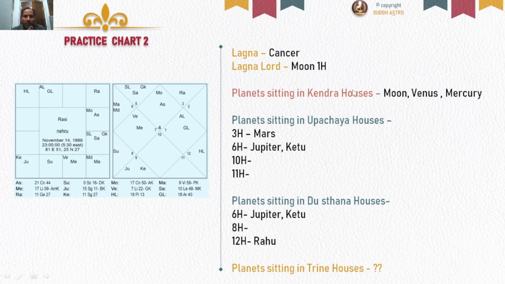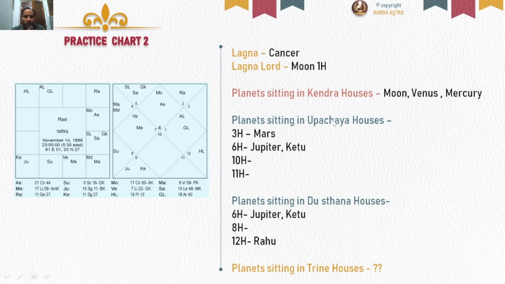Now, what are the planets which are sitting in the Kendra houses? This is the Moon, Venus, and Mercury. Because Moon is sitting in the first house, which is Kendra. Then Venus and Mercury are sitting in the fourth house, another Kendra house. Seventh house is another Kendra house, but there is no planet. 10th house is another Kendra house, but there is no planet, right? So that's why Kendra houses have the Moon, Venus, and Mercury. These two Kendra houses are empty.